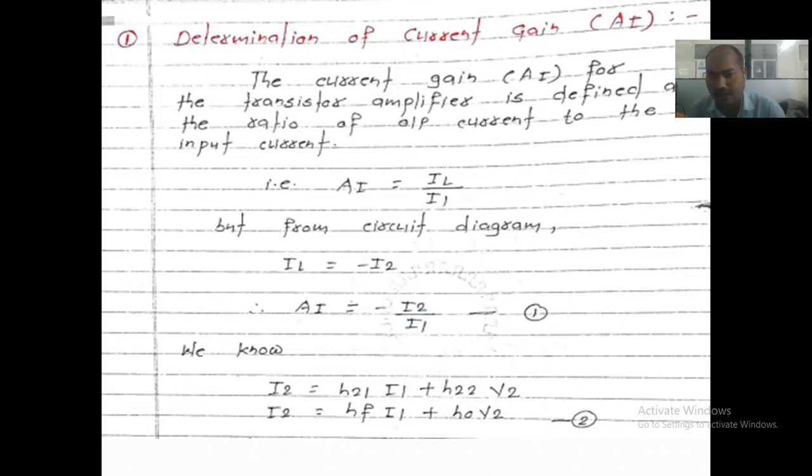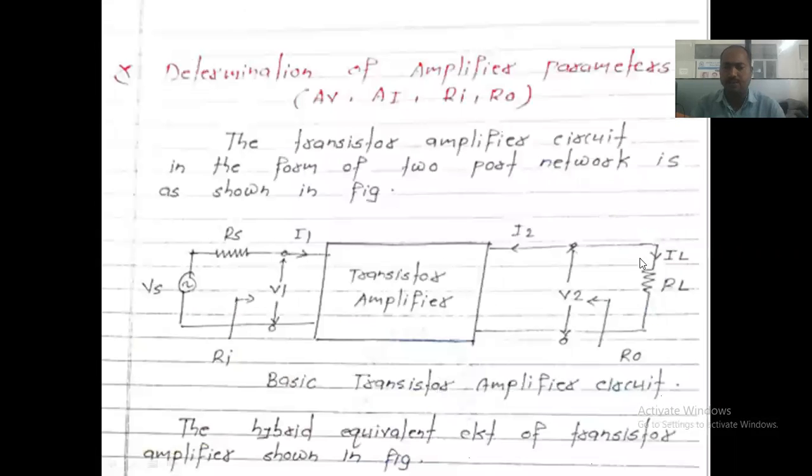Any gain is nothing but the ratio of the output to the input. So in this case, current gain is the ratio of output current to input current, right? In this configuration, the output current is I2, but it is going towards the amplifier, so it is negative. The current coming out with respect to the output is IL. So IL is the output current.